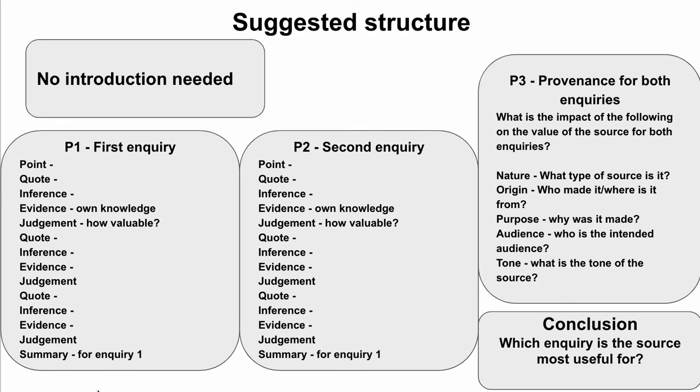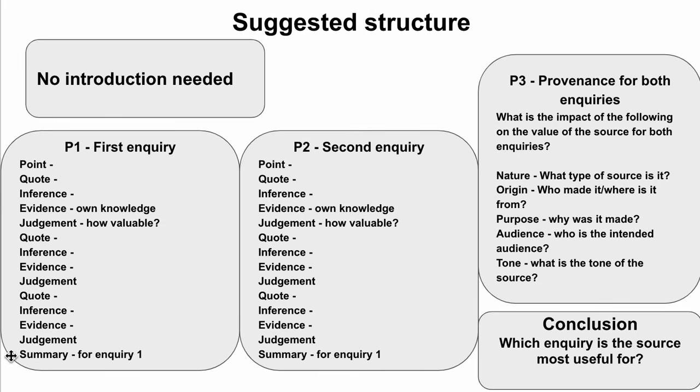So from this quote, we can infer this. From this quote, we can see this, or the quote is suggesting this. So what can we infer? And then use own knowledge to support or potentially challenge that inference. So if you've got own knowledge to support the inference, your judgment then is this shows the source to be valuable in this area, or this is challenged by this evidence and therefore the source is limited in this area.